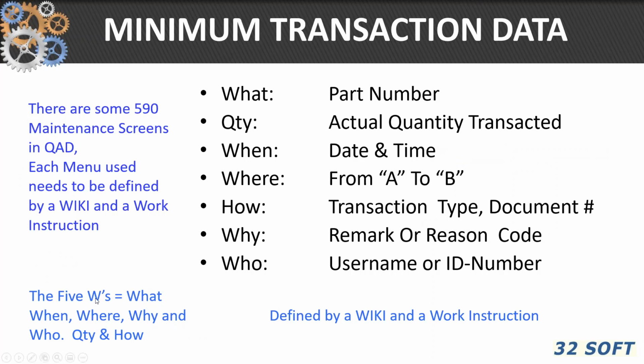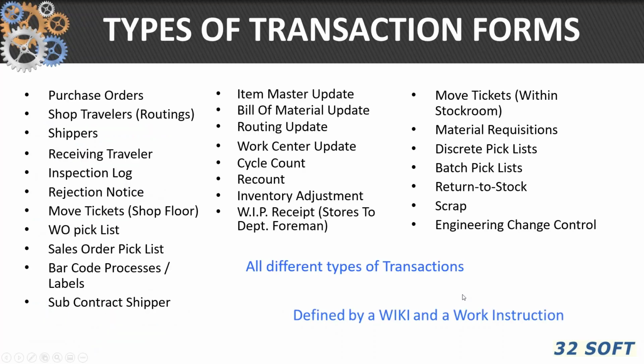There's a minimum amount of information that we need to update the perpetual record. We all know about the 5 W's: what, when, where, why, and how. Well, or who. We also need to know the quantity that we're doing and how we do it, what transaction document number. There are over 590 maintenance screens in QAD. Now, all of us don't use all of them, but each menu that we do use needs to be defined by a wiki and a work instruction.